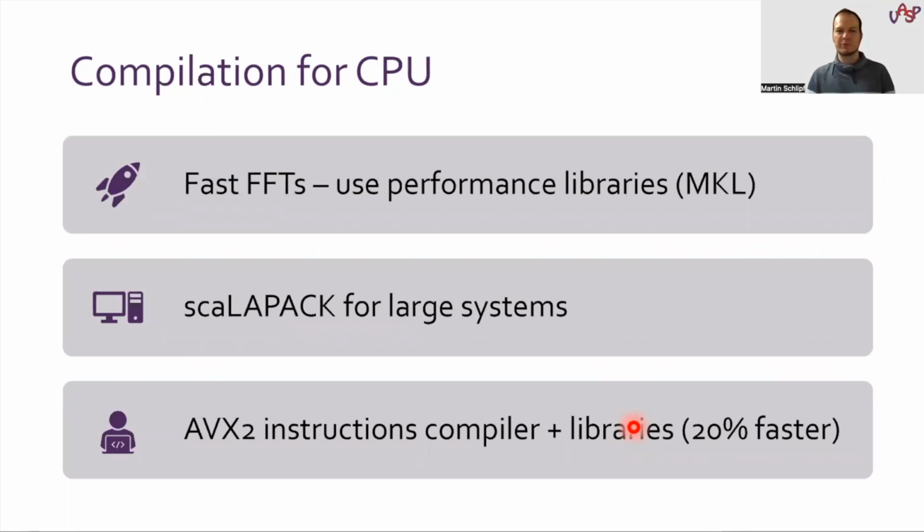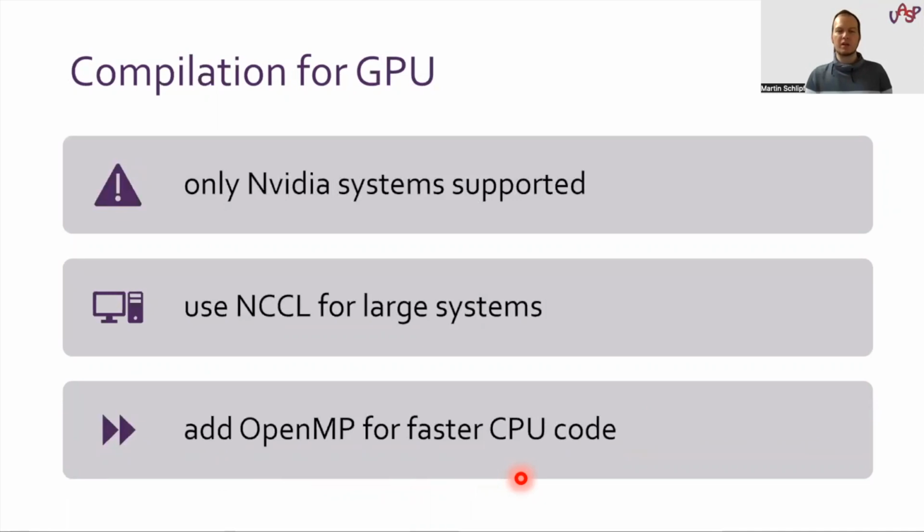If you have large systems, you will also want to activate ScaLAPACK in addition, also parallelizing the LAPACK calls. And if you can, compile with AVX2 compiler instructions and libraries, then you might get an additional 20% speed boost. If you compile for GPUs, note that at the current stage we only support NVIDIA systems. You should use NCCL for large systems, which hides the communication. And if you want to really get the most speed possible, you can also use OpenMP to make the CPU side code fast as well.